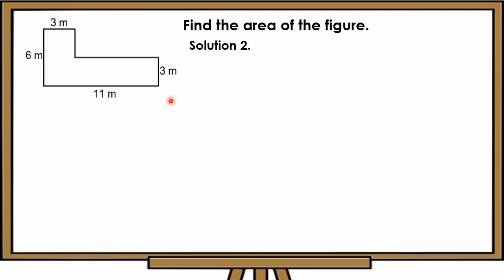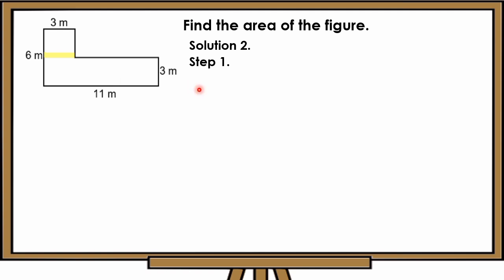Same figure tayo, so let us find the area of this figure using solution 2. So, yung kanina, nakabuo tayo ng dalawang rectangle. So, ngayon naman, hahatiin natin siya dito. Ayan. So, ang nabuo natin is 1 square and 1 rectangle.